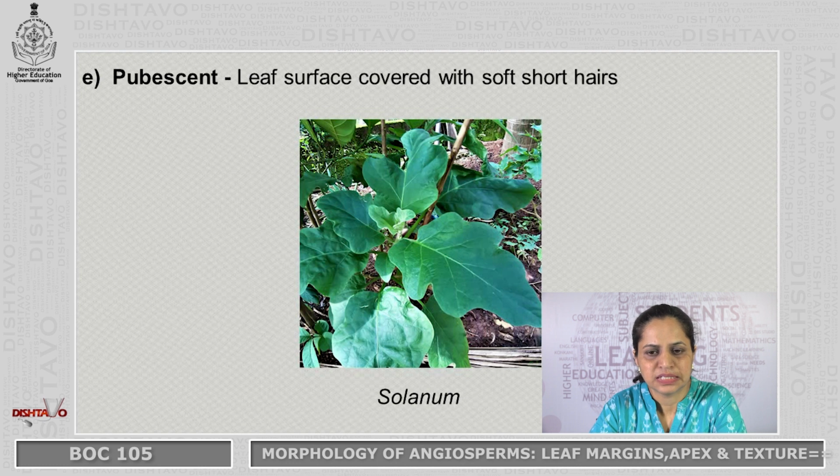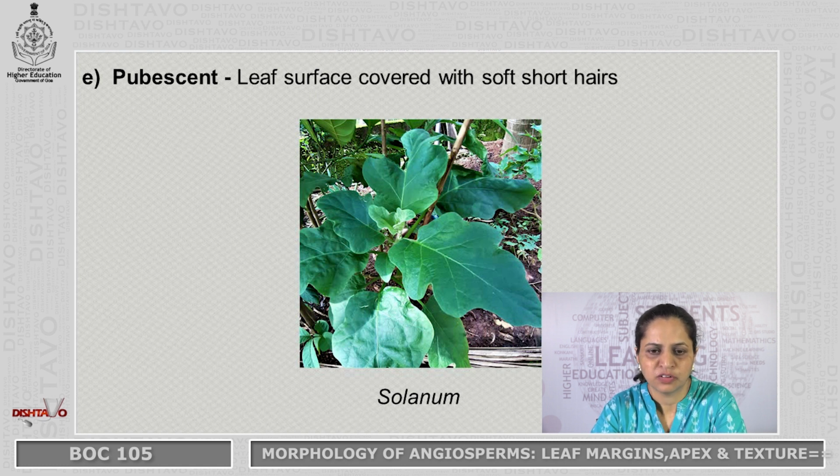When the leaf surface is covered with soft short hairs, it is termed as pubescent, as seen in Solanum genus. Example, tomato, potato and brinjal.